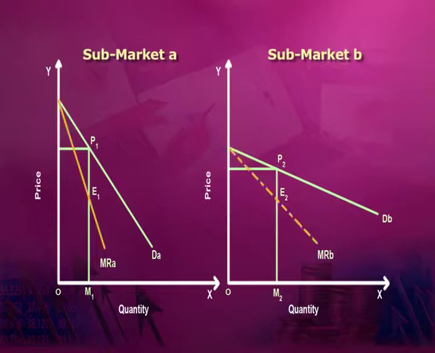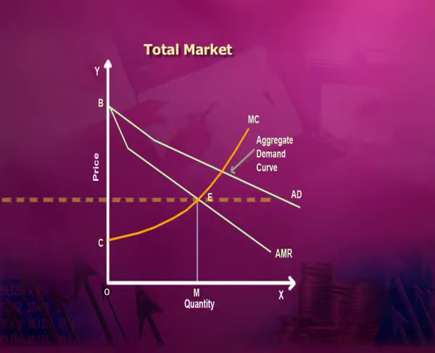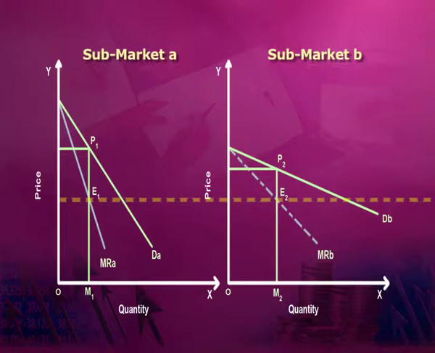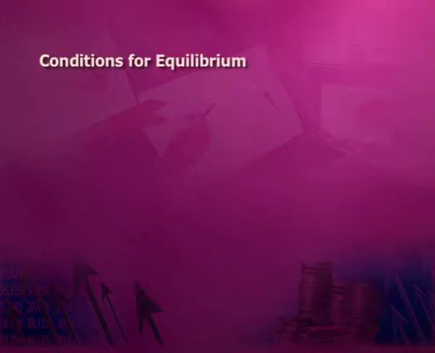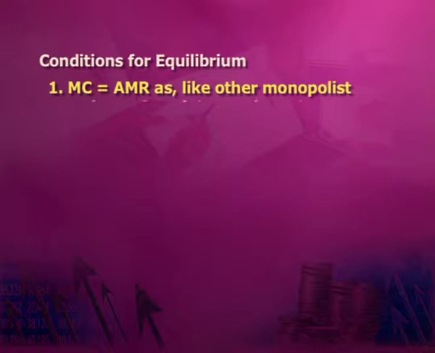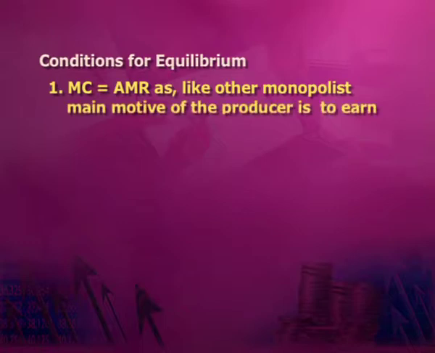MRA and MRB are the corresponding marginal revenue curves. Since all his output is under one organization, there is only one marginal cost curve, which is the lateral summation of the two curves MRA and MRB. Necessary conditions for equilibrium are: first, MC is equal to AMR, as like other monopolists, the main motive of the producer is also to earn profit.